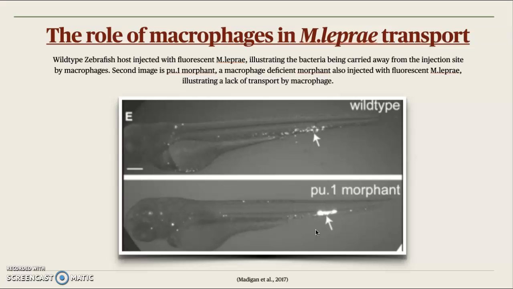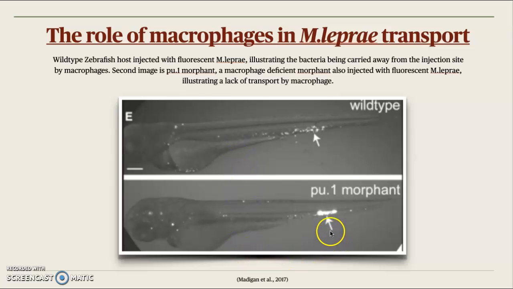So it was deficient in macrophages. And what they found is that when they injected the M. leprae bacteria into the injection site of the spinal cord of the zebrafish, these fluorescent bacteria began to travel throughout the body of the zebrafish. And this was, they believed, in large part due to the macrophages that would consume them at the site of injection and then carry them throughout the body.